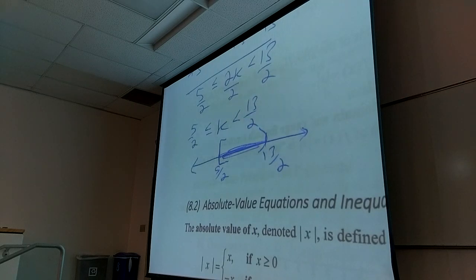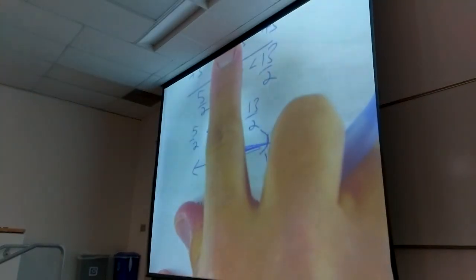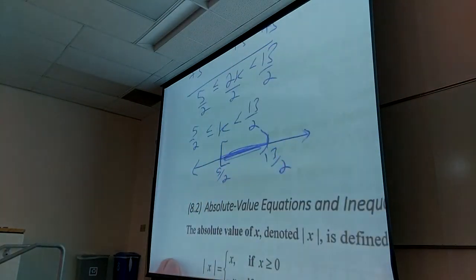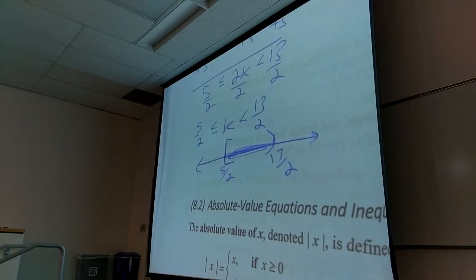And again, just to remind you, I don't think we had a problem yet that really did this, but if there's a negative, if this was a negative 2k, if I divide by negative 2, I have to flip all the signs. As always. Okay. So any questions about that?